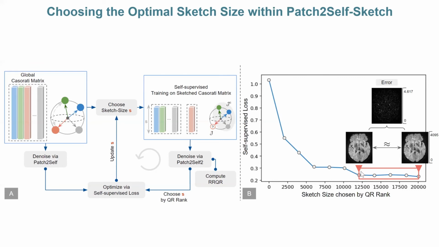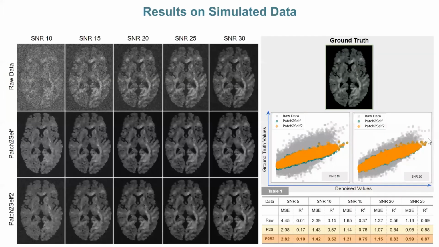And we get this nice elbow plot where essentially you can see here that after approximately 12,000 rows, the gain that you get from adding more rows, or rather sampling more rows, is not really useful. And this is done on the basis of a rank revealing QR. And basically you see that the error between these two is not very high. It's of the order of 4, which is not much for diffusion data, where the original range was from 0 to 4,000.